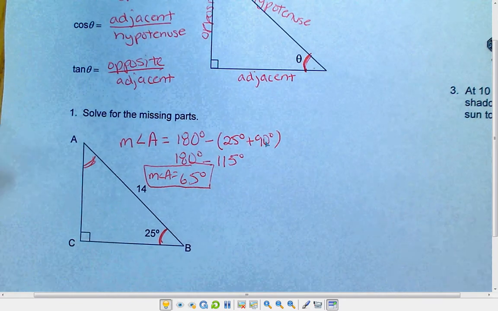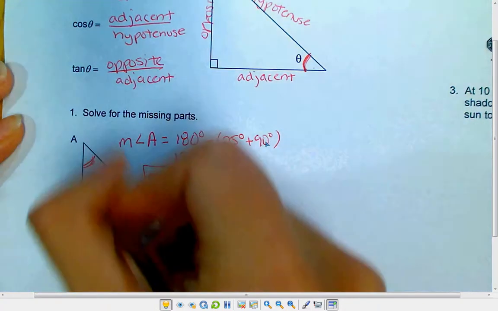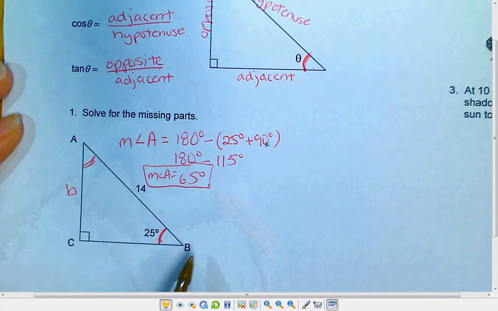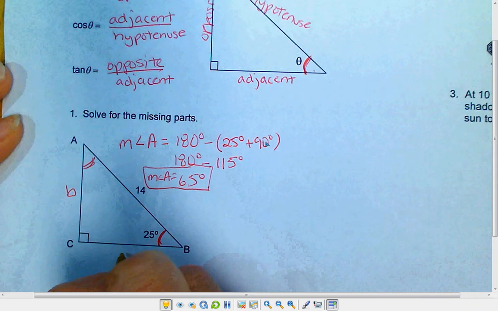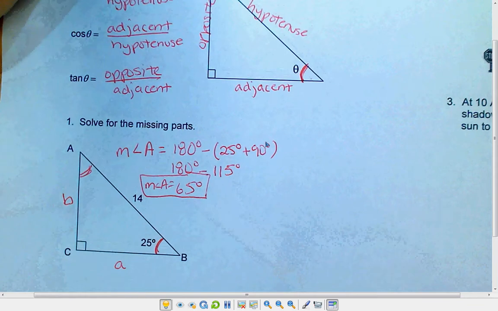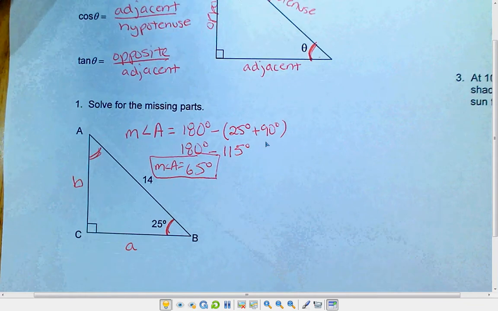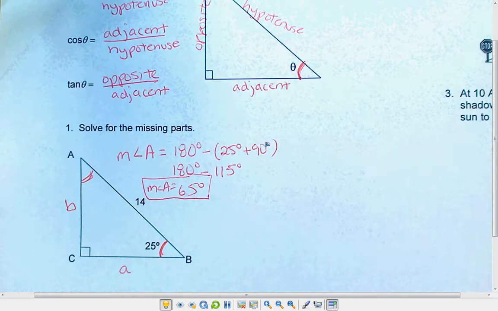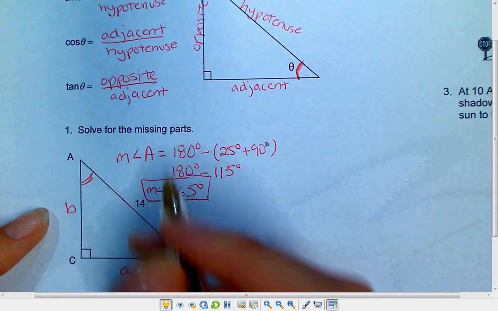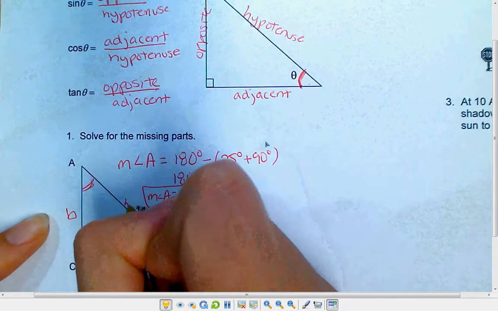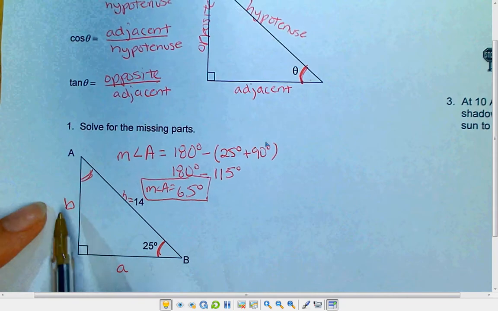Now I want to find the length of this side. So let's just call this side B, since it's across from angle B. And then this side down here, which we'll call A, since that's across from angle A. So this is where my SOHCAHTOA comes into play. So I know what my hypotenuse is, which is 14. I'm trying to figure out B and A.